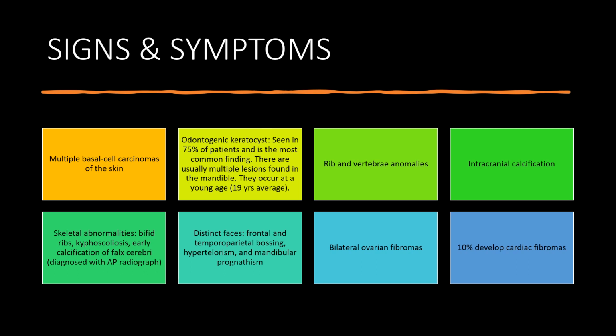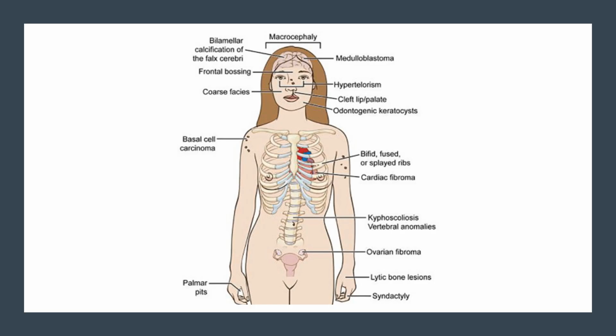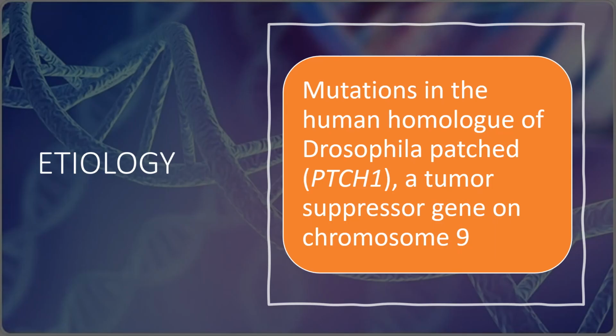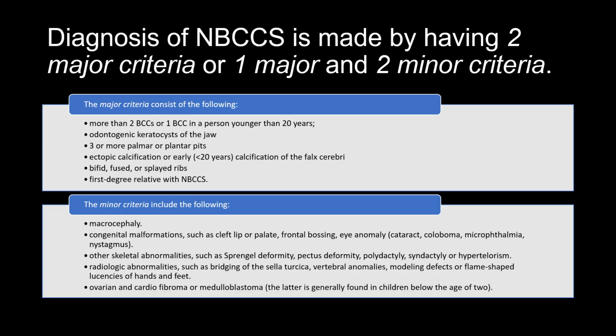There are bilateral ovarian fibromas, and in 10% they even develop cardiac fibromas. So these are the different presentations of Gorlin Goltz syndrome. The reason could be mutations in the PTCH gene, which is a tumor suppressor gene on chromosome 9.